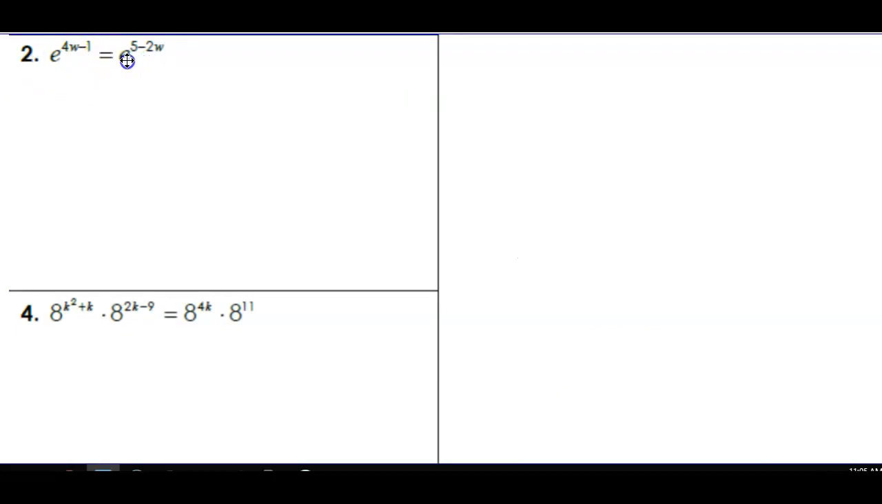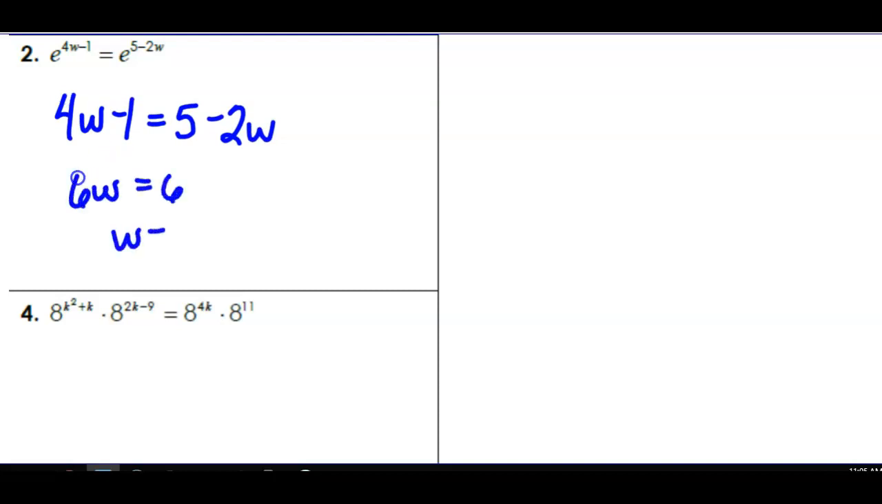This, again, already has the same bases, so therefore the exponents have to be equal. I'm not going to spend too much time on this because you guys are good with the algebra. So if we plug it back in, we'd get 4 minus 1 is 3, 5 minus 2 is 3, e cubed equals e cubed, so that checks.